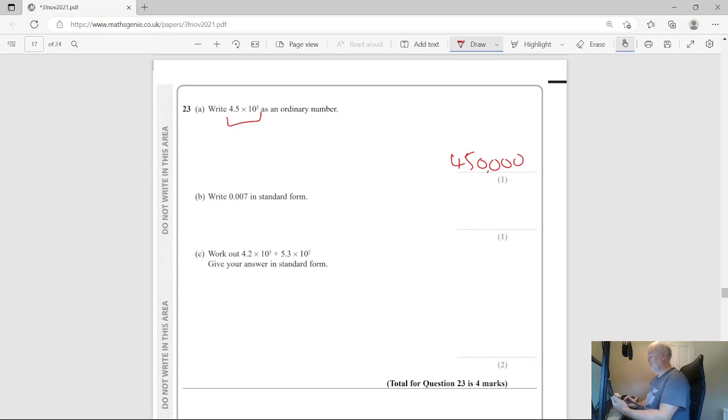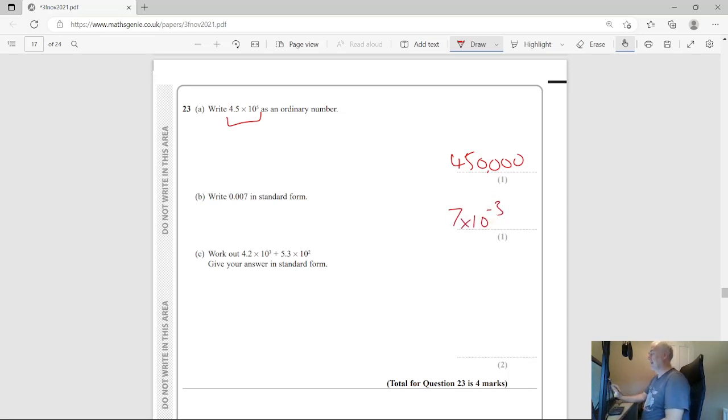Write 0.007 in standard form. If you put 0.007 into your calculator, it stays as 7 over 1,000. Press SD, it will also go to 7 times 10 to the negative 3.